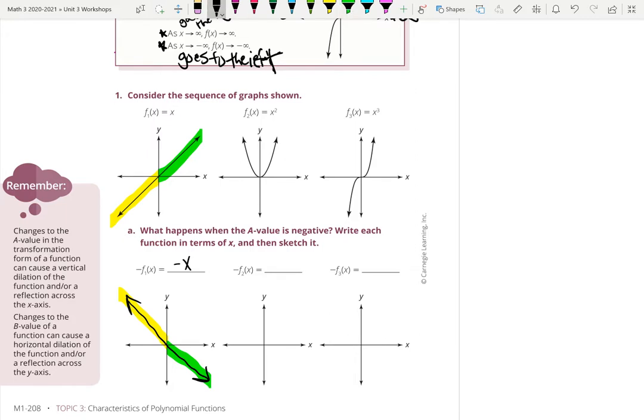I'm going to do the same thing for this next one. I'm going to multiply it by a negative on the outside, so it's going to be negative x squared. So what is this going to look like? I look at the left side. It's going to reflect. It's going to be facing the opposite direction, and likewise on the other side. Notice, concave down is a reflection.